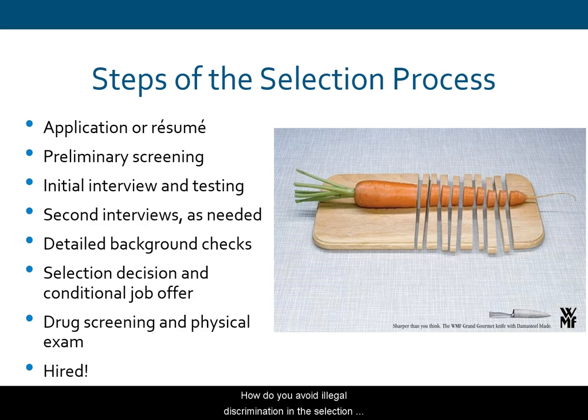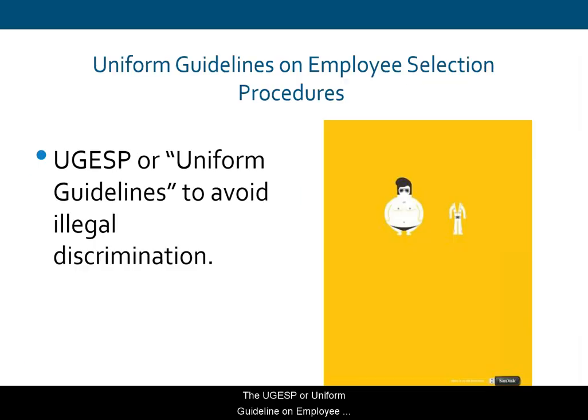So how can you avoid illegal discrimination in the selection process? We'll talk about the answer to this question for the rest of the lecture. The UGESP, or Uniform Guideline on Employee Decision Procedure, provides guidelines on how to avoid illegal discrimination during hiring. It identifies what the federal government considers to be an employment test, and how these tests can be used in making employment decisions.